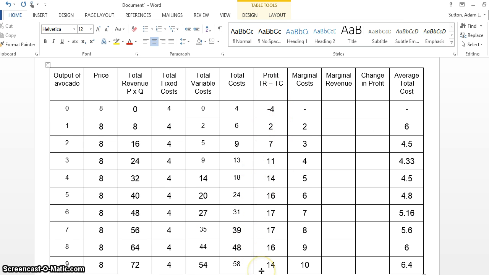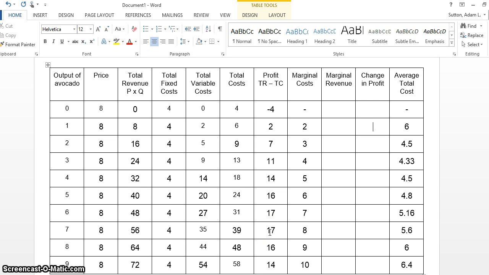All right? Now, if I just simply asked you, how many avocados should Mr. Sutton produce given these profit numbers, I'm hoping that you're going to tell me one of two things, 6 or 7. Because if you look right here, we get the highest profit at 17. So the question is, do we produce 6 or do we produce 7? Well, I'm going to show you the answer here in a second, and hopefully it comes out to be 7. And the reason it's 7 is because we get the most profit here, and you're going to see something else occur as well.